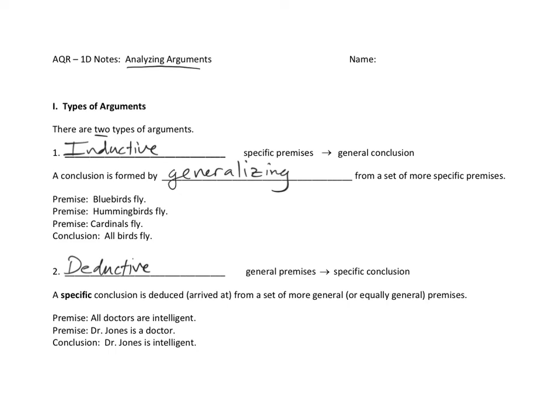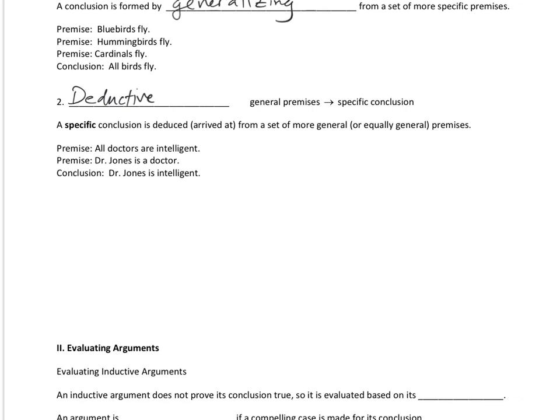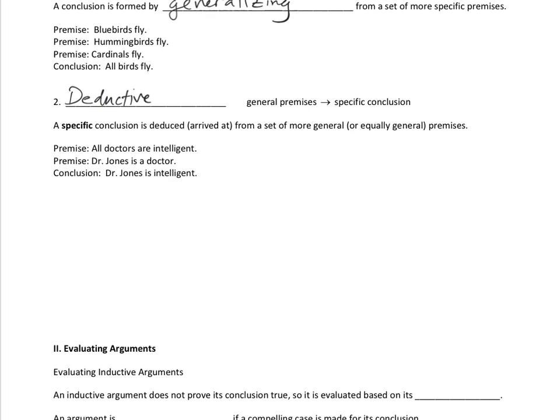And there's a way we can do this. Let me see if I can do this live. There we go. So we have these premises and the conclusions. So a specific conclusion is deduced from a set of more general or equally general premises. So we have the first premise that says all doctors are intelligent. We have a second premise that says Dr. Jones is a doctor.